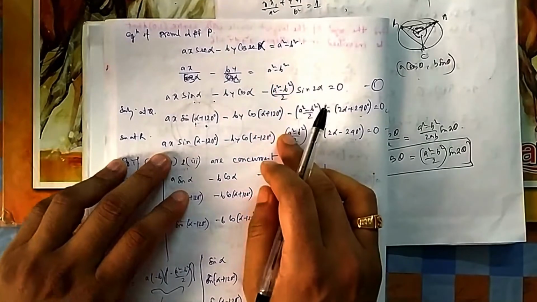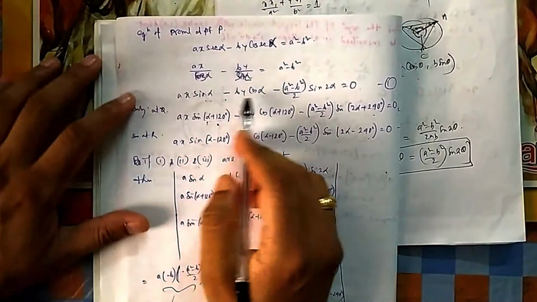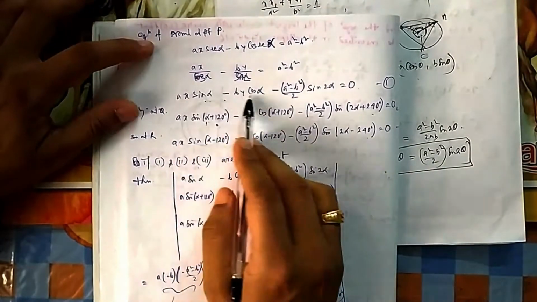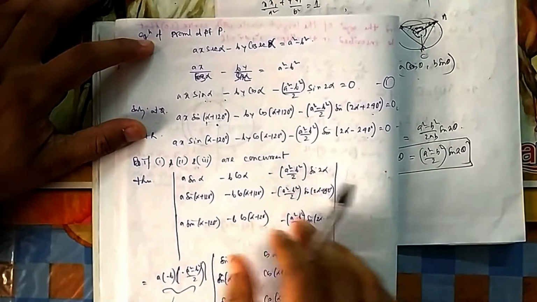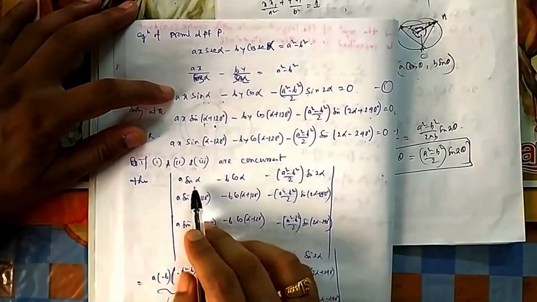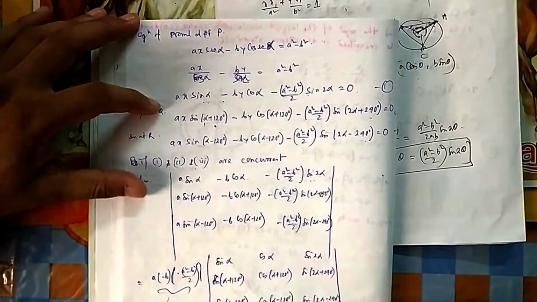So now all these three should be concurrent. What was the condition of the concurrent? All the coefficients, three lines should be concurrent conditions. The coefficients A1, B1, C1, A2, B2, C2, A3, B3, C3 determinant should be 0. So the coefficient is A sin alpha, B cos alpha, A square minus B square sin 2 alpha. All these coefficients I put there.